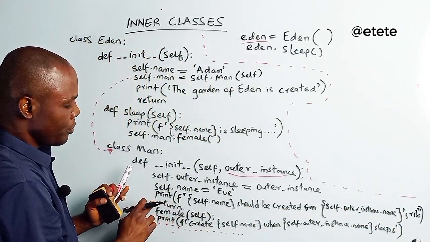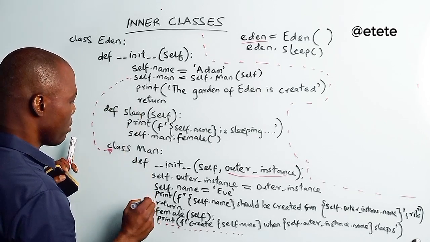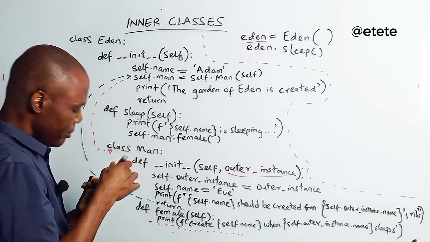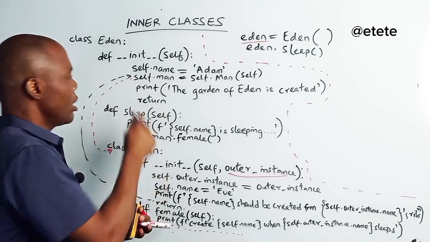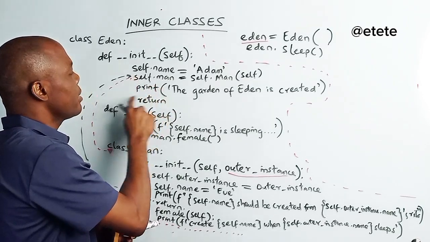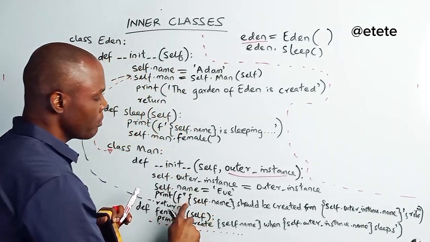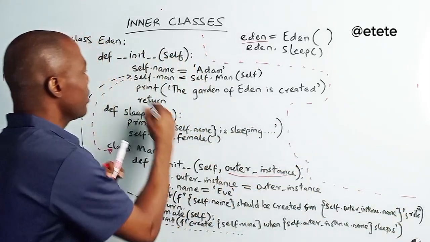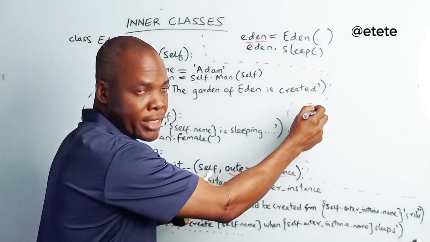Then it will return back to where? To this place. It will return back here. Then this next line will now print. So the first thing that will be printed out is Eve should be created from Adam's ribs. That's what will come on the board. Then it will come back here and it will now print the Garden of Eden is created.